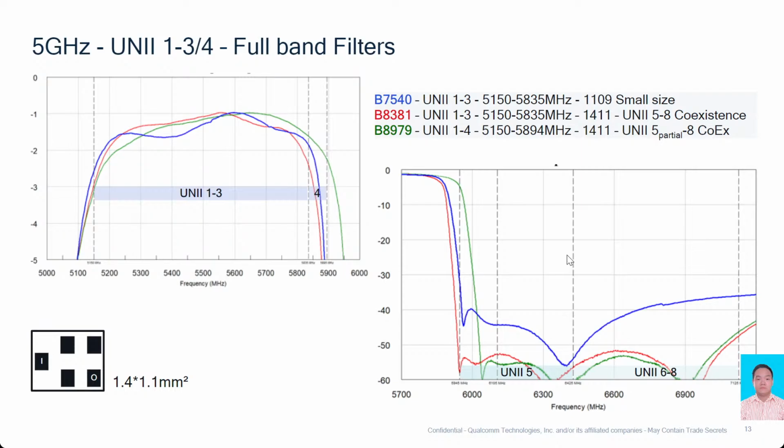Just briefly, just to give you an idea of the performance of these filters, you can see to the left, this is our Uni 1 to 3 and Uni 1 to 4 full band filters. And you can see the sharp rejection on the left to attenuate the N79, for example. And of course, the sharp attenuation on the right, let's say steep slopes on the right, in order to provide the coexistence with the 6 gigahertz.